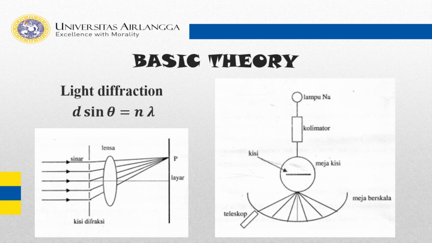And so every strip of the slit in the upper half together with its corresponding strip in the lower half will cancel each other's effect. Ultimately, it follows that P will be a dark point. If the width of the slit is d, then we have n times lambda equals d multiplied by sin theta, where n expresses the order. The right side of the picture shows the schematic illustration of the tool setup of this experiment.